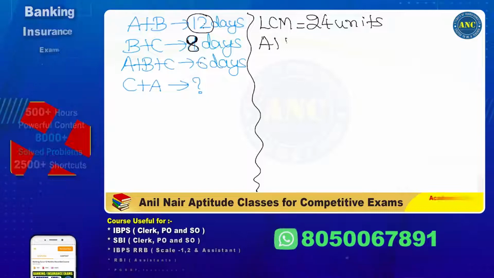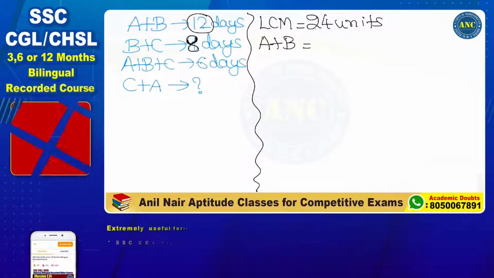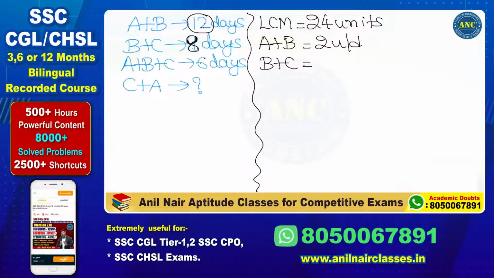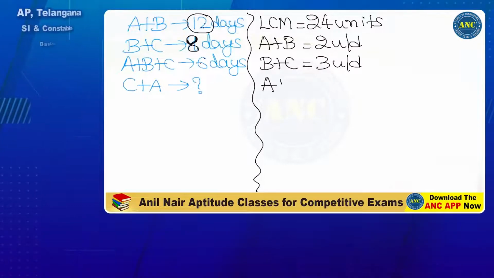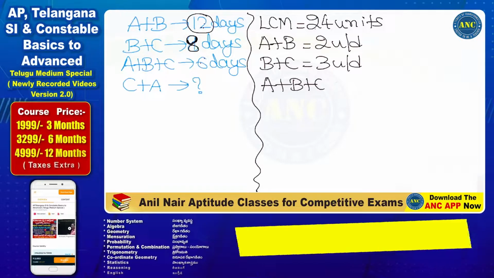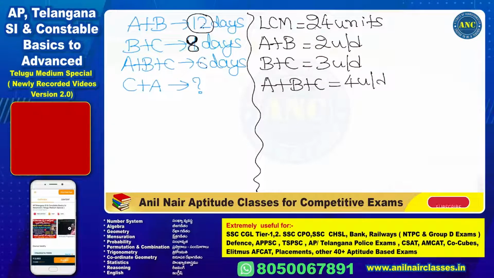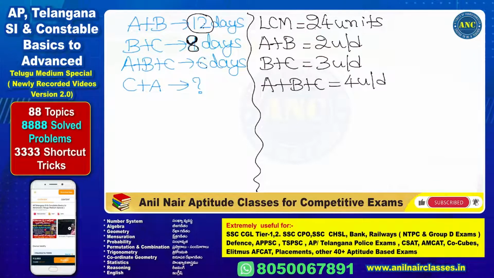So A plus B is equal to 24 divided by 12. It is 2 units per day. B plus C is equal to 24 divided by 8. It is 3 units per day. A plus B plus C is equal to 24 divided by 6. It is 4 units per day. Till here, there should be no doubt for any student.